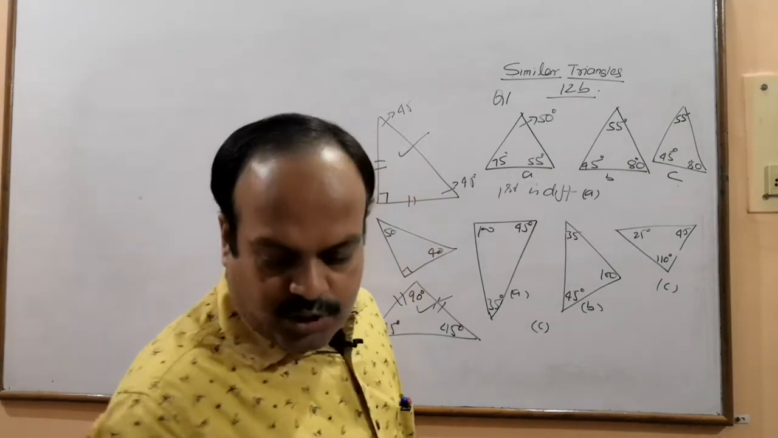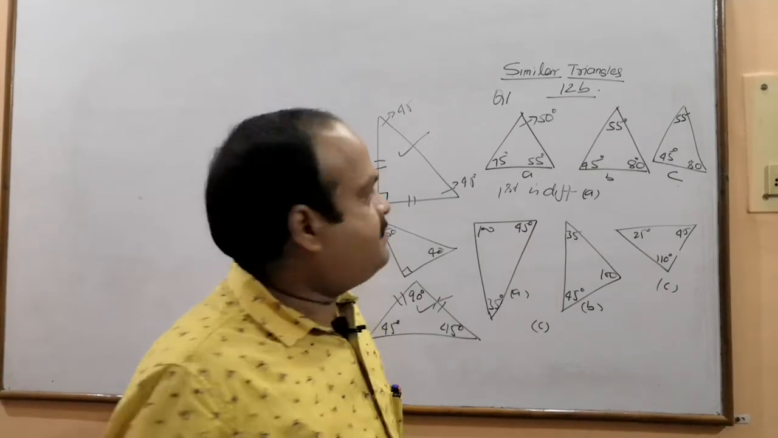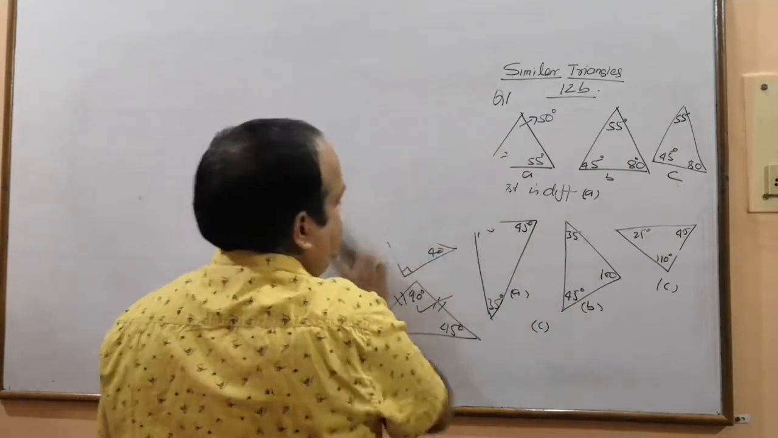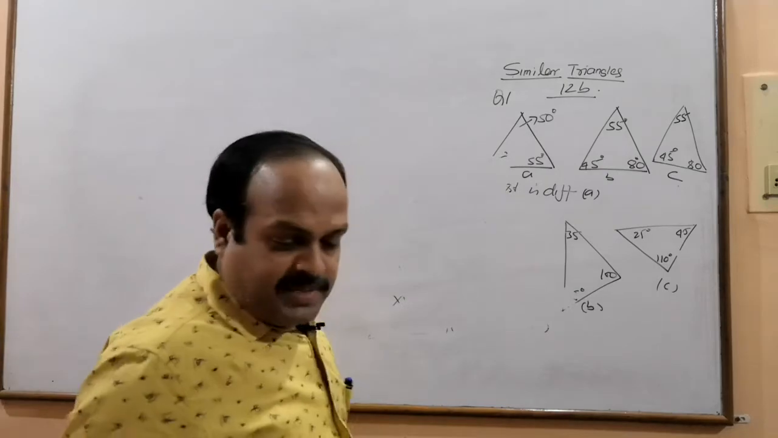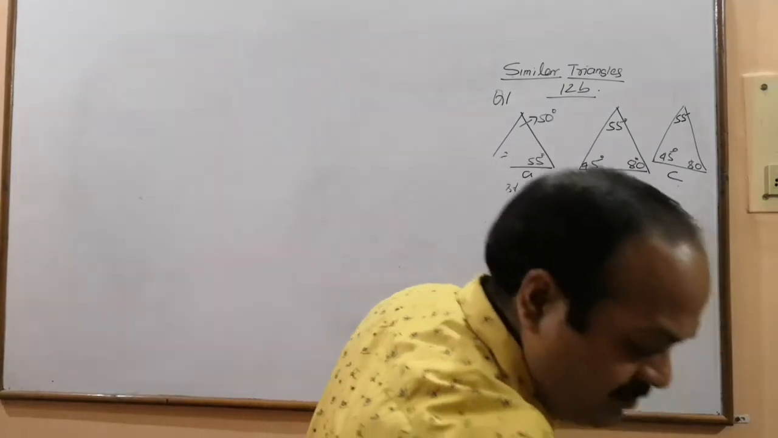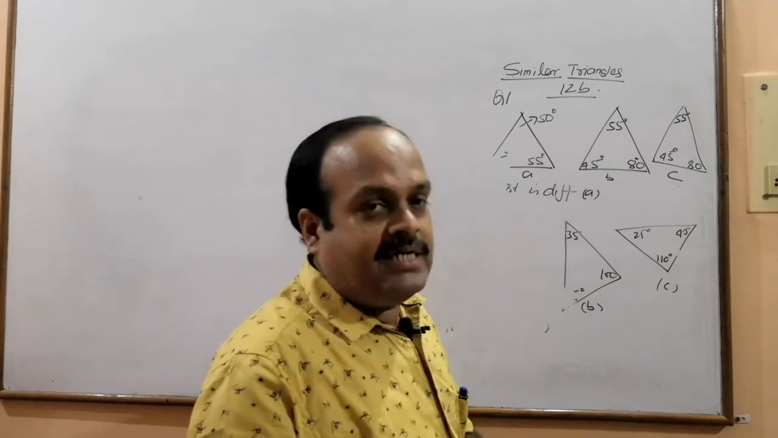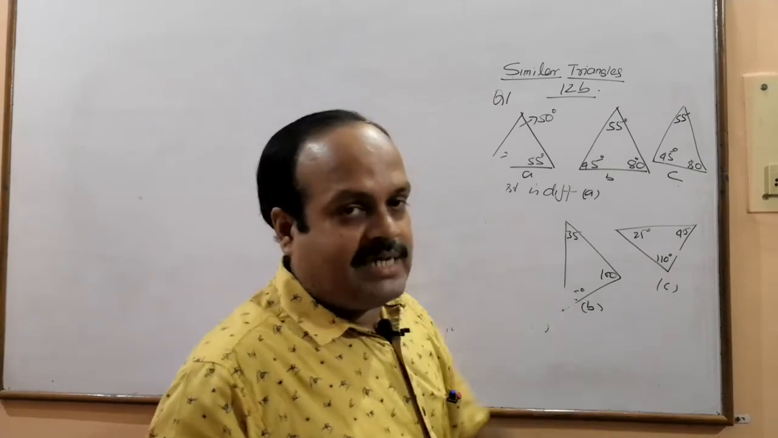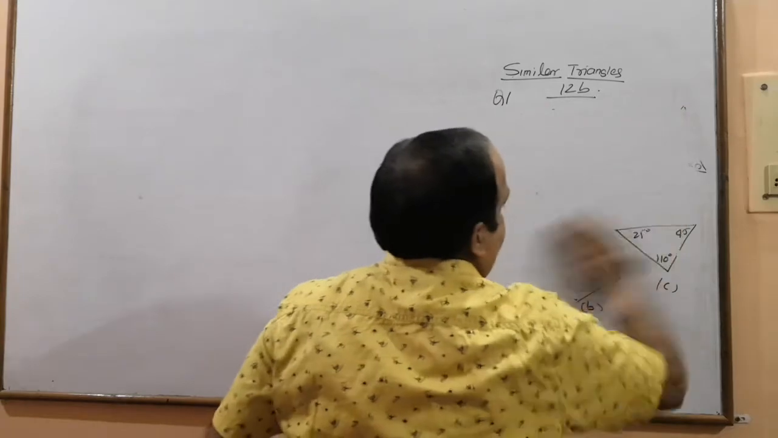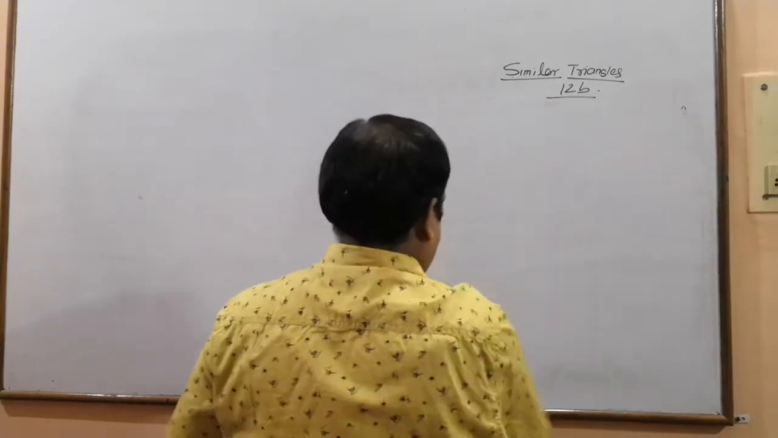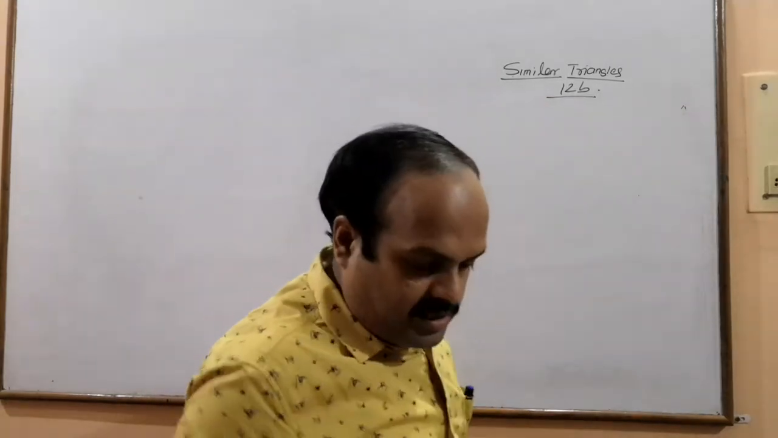Let's go to question number 2. There was one misprinting in the diagram. In triangle A, the symbol of 90 degrees was missing. So please do that correction. Now question number 2.